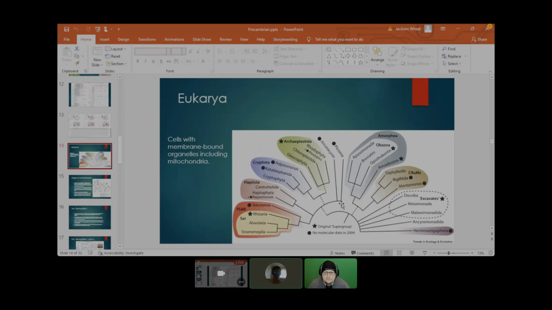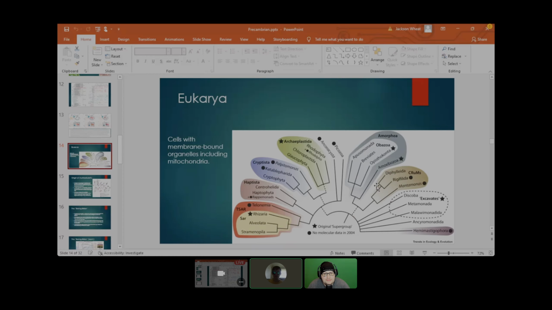On the other side of that, you can kind of ignore most of these guys. We either don't know a whole lot about them or they're really weird. I don't think I've ever seen anyone really care to ask about metamonads. No one really cares about those guys. No love for the rigifilids. Sorry, guys. So, the other split leads to Amorphea.